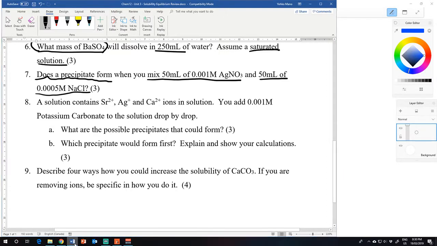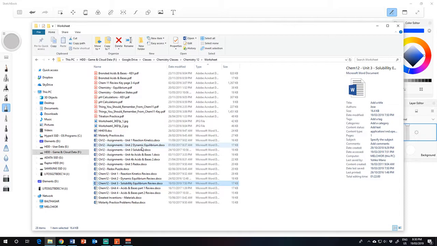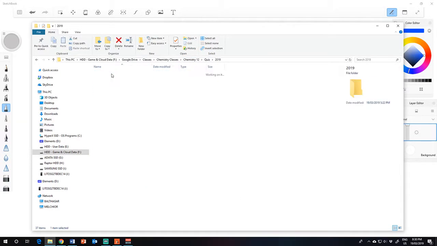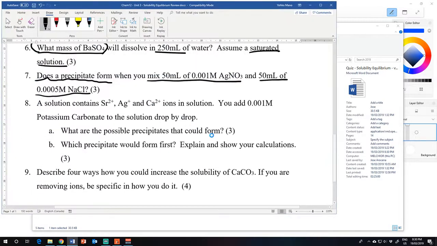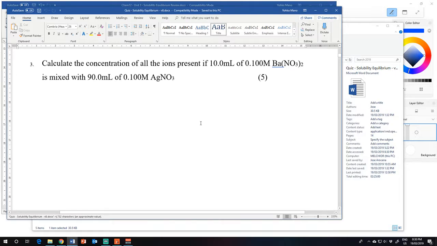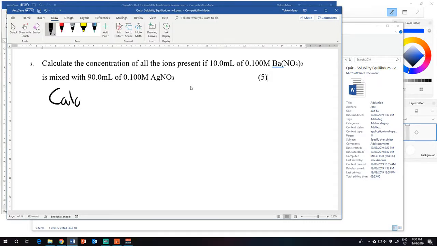nope, not that one. Let me pull it up quickly. So yeah, like this one. So this question here, if you calculate the moles first, so here, calculate moles of each ion, then concentration.